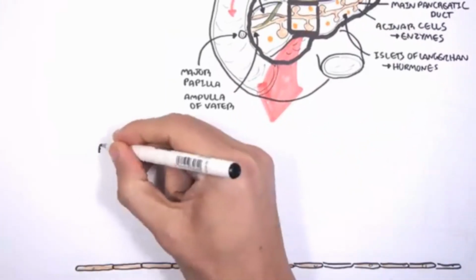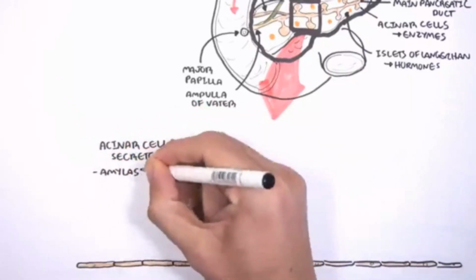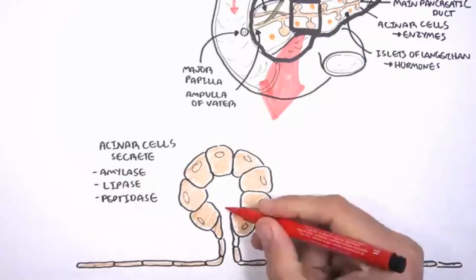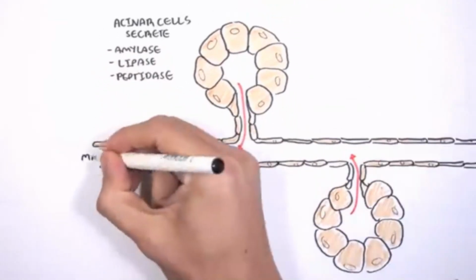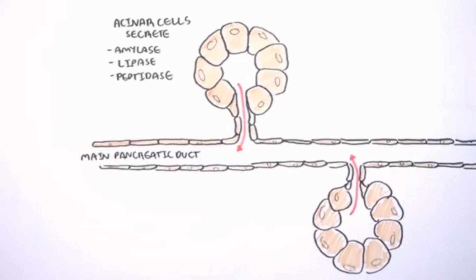So here you have the acinar cells, which make up the exocrine function of the pancreas. They secrete enzymes such as amylase, lipase, and peptidase into the main pancreatic duct. And then eventually, the pancreatic duct will carry this into the duodenum to help with the digestion of food.